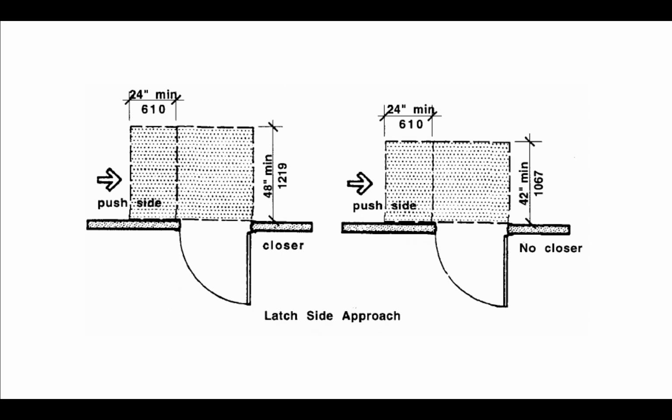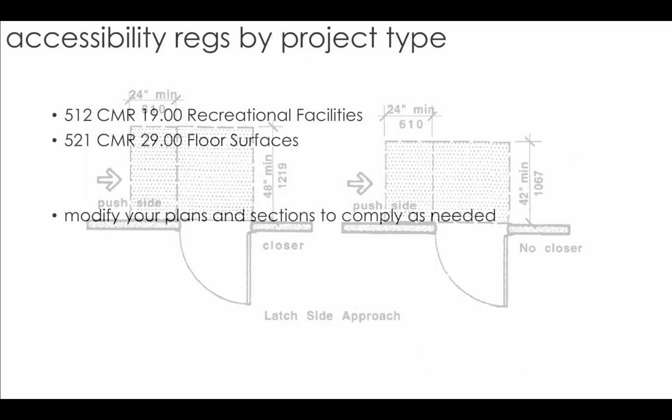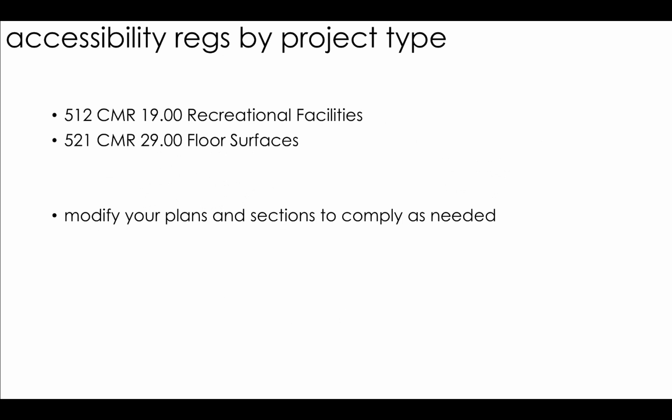And here's a larger version. Those regulations, by the way, apply to all projects. There are even some that apply to residential projects when you're talking about multi-unit types of buildings. For private residences, there are really no regulations required, although universal design or aging in place are things that you might want to discuss in those types of projects. So there are also accessibility regulations by project type.